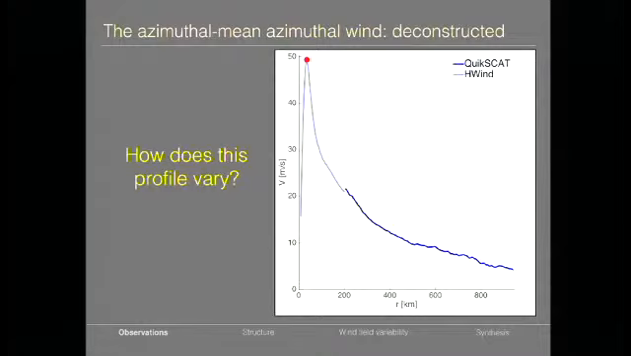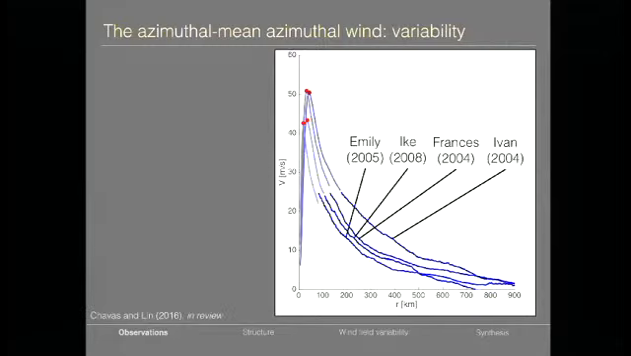So that's one thing we'd like to understand. We also like to understand, how does this profile vary? What we can do is take some examples. Again, these are select cases where I have both H-wind and QuickScat data that are relatively close together in time, and I can put them together. This is a set of 4 cases, Emily, Ike, Francis, and Ivan from different years, and these are just wind profiles from each of them.